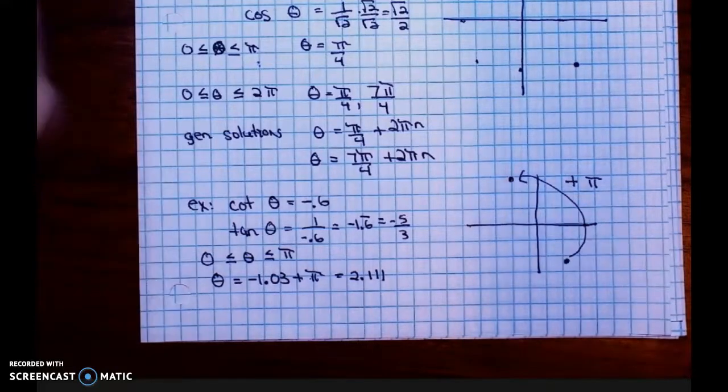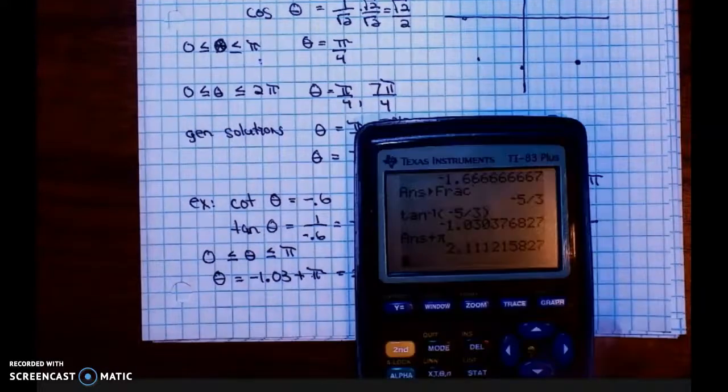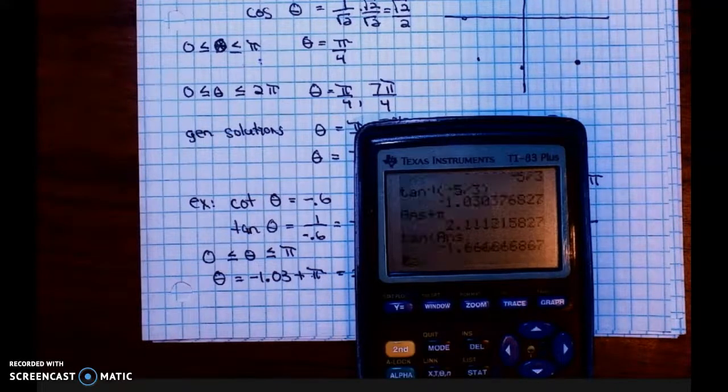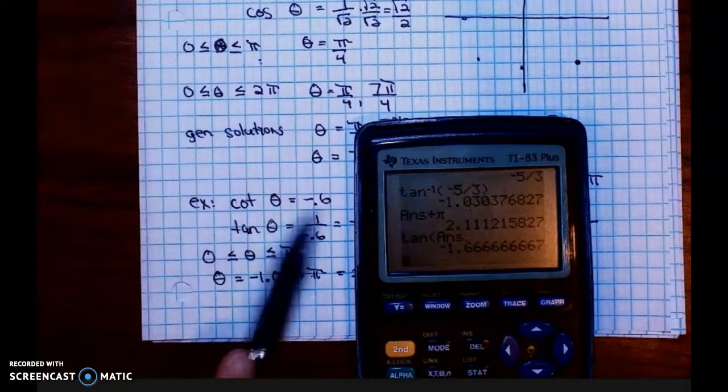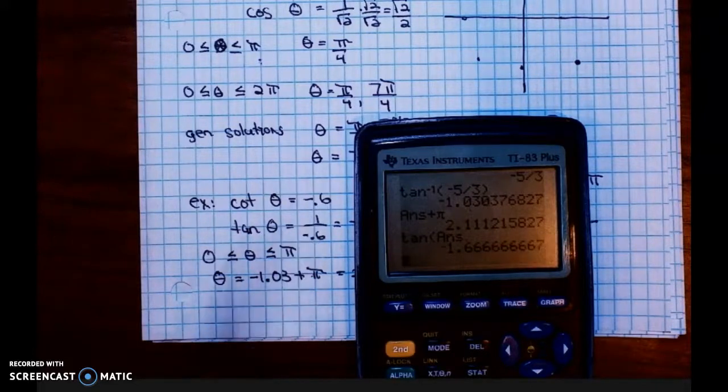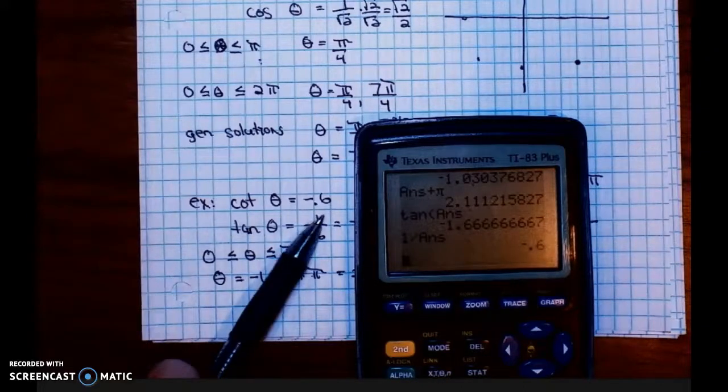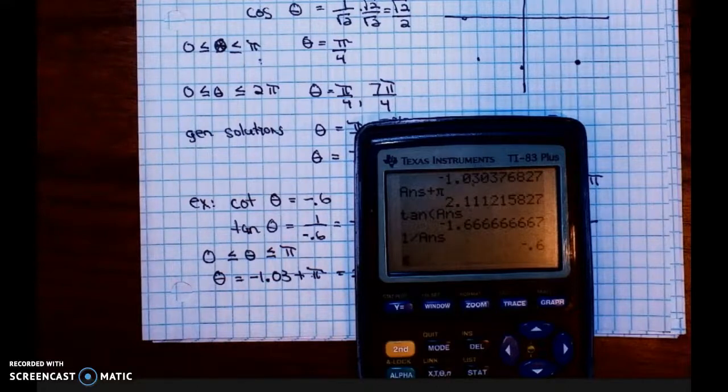I can also mathematically check it. I'm going to go do the tangent of that answer. That's the value that I get, but remember what I started with was the cotangent of theta equals that. So now I'm going to turn around and go do 1 divided by that answer and verify I get all the way back to what I started with, and I do, negative 1.66.